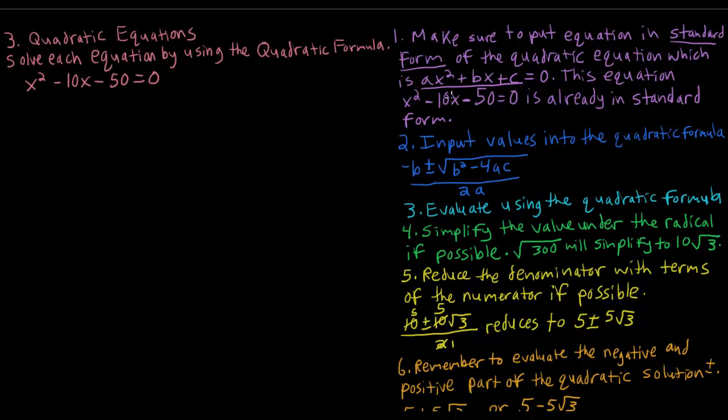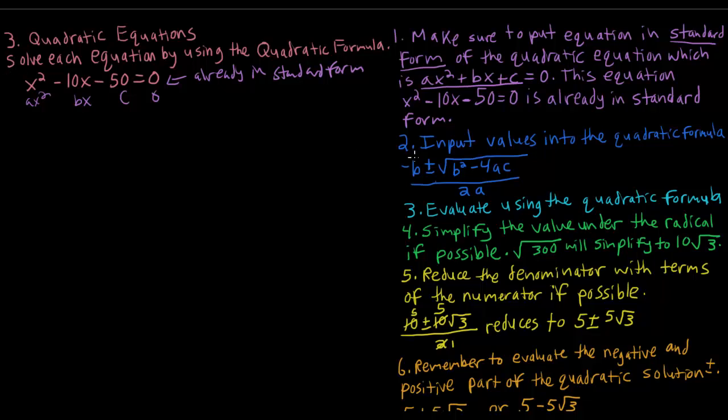Ax squared plus bx plus c equals 0. Now, this equation, x squared minus 10x minus 50 equals 0, is already in standard form. As you can see, x squared is the ax squared portion, then you have bx, and then you have c, and it's set to 0. So the equation's already in standard form. So that's good. Now we have to go to step 2.